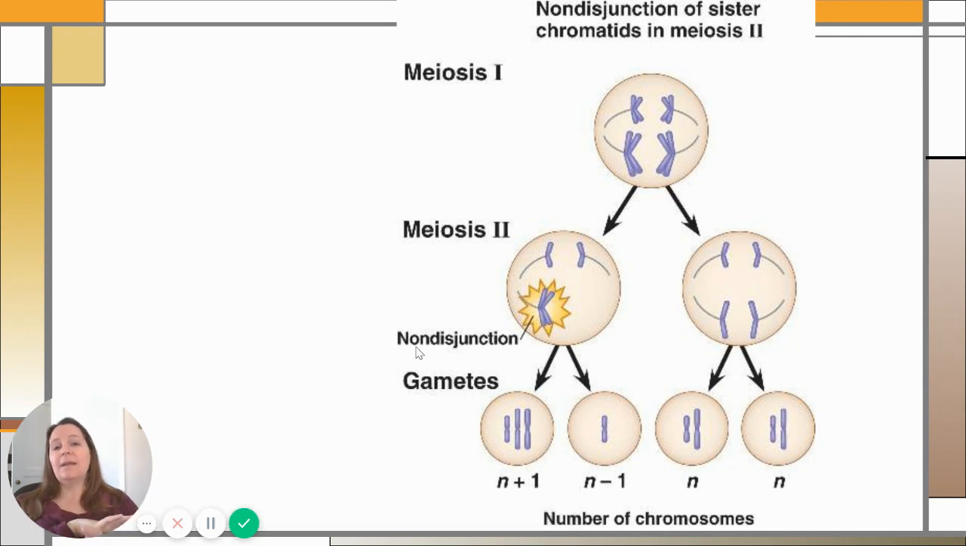So what does this mean for humans in particular? Well, this can result in a lot of chromosomal disorders. That's what they're called, chromosomal disorders.